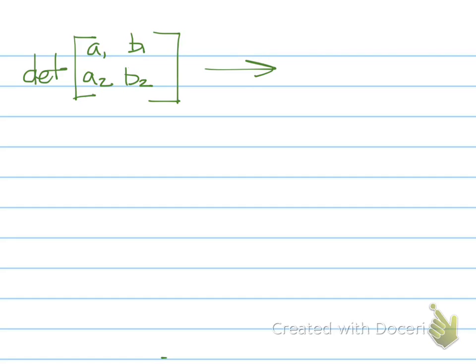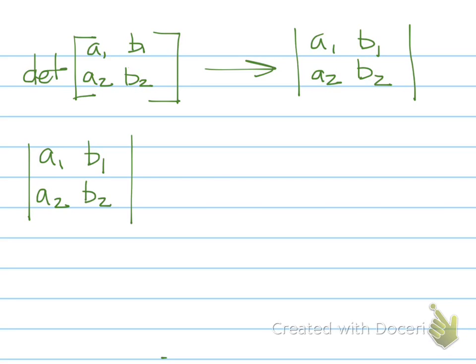There are different notations for determinants. You can write DET and then use the matrix brackets. Or the more commonly used notation is what looks like the absolute value bar brackets. And that is understood to be the equivalent of finding the determinant of some 2x2 matrix, 3x3 matrix, and so forth.